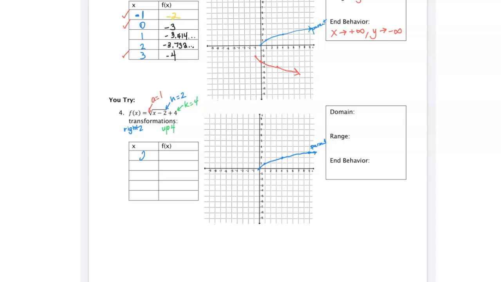Those two go at the top, (2, 4). Your other values for x, go up with your numbers, 3, 4, 5, and 6. And then go ahead and use your calculators to figure out the outputs, graph, and then find your domain, range, and end behavior. All right, and you have your answers. Please check your work.